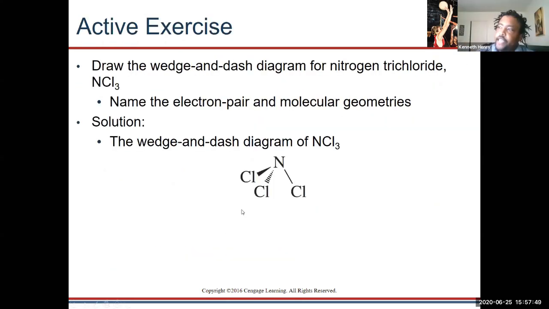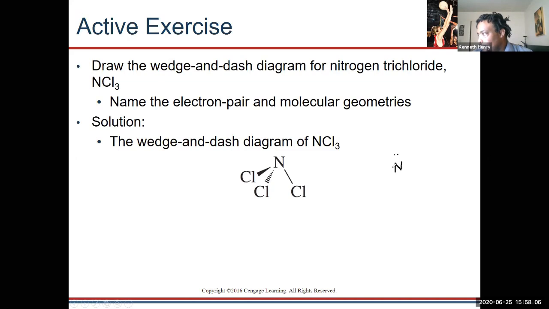Okay, so here's my example. So if we draw our Lewis dot structure of this guy, this big, thick triangle is coming out towards you. This one is going behind, like the Wi-Fi bars, and this one is in the plane, the same plane as that. Do you guys see that?